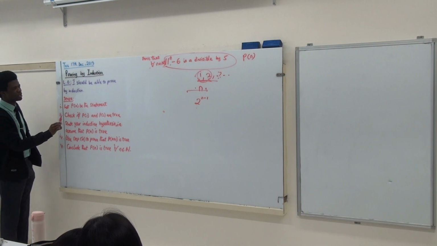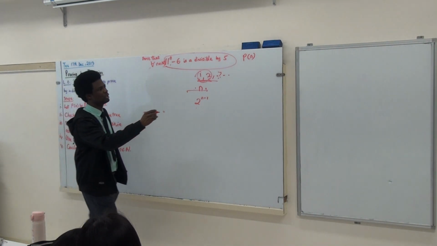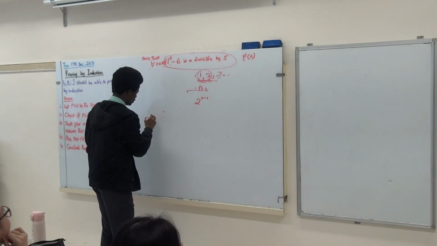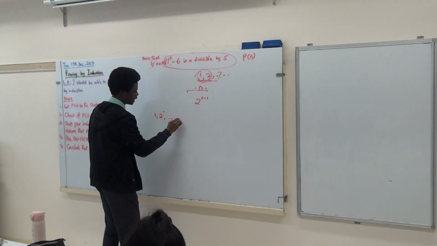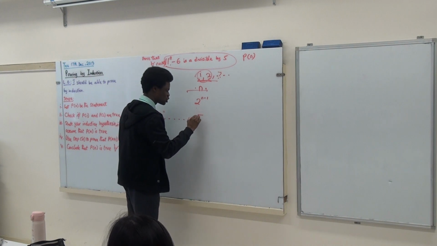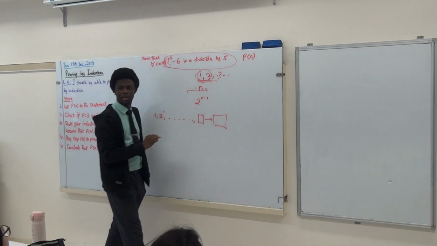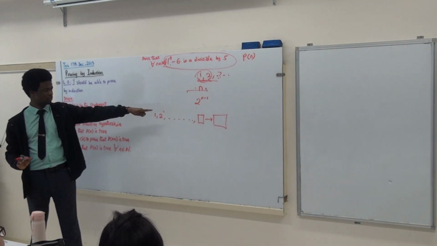The next step is to assume. Now, this is the process. You start from 1, you start from 2, and you conclude. Now, if you are able to assume that at this point, you can always conclude for the next point, then you are okay. Because this point could be anywhere.